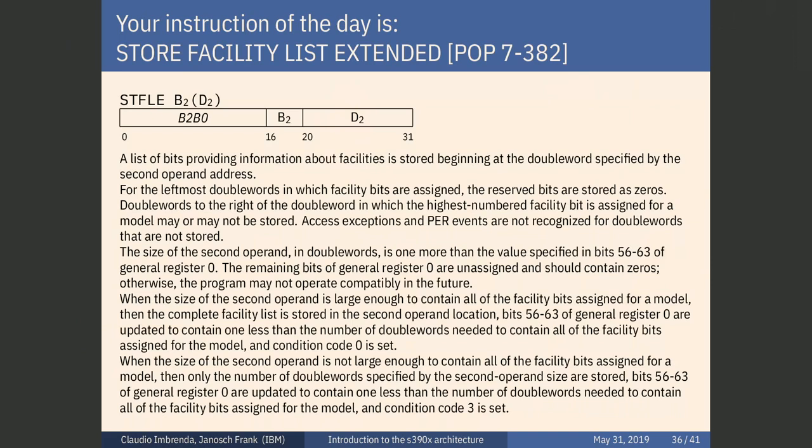Store facility list extended. So on Intel, you have this CPUID instruction, which you have to put some strange values in some strange registers, and then you get something back, some bits here and there, and you have to guess what this bit means, which feature this means. Here instead, you just give an address, and the CPU will just write in that memory area a sequence of bits, and that's all your features. Or most of your features.